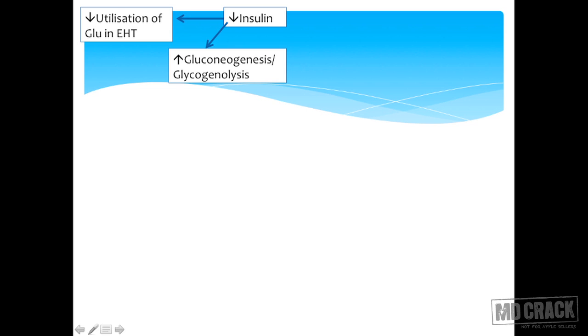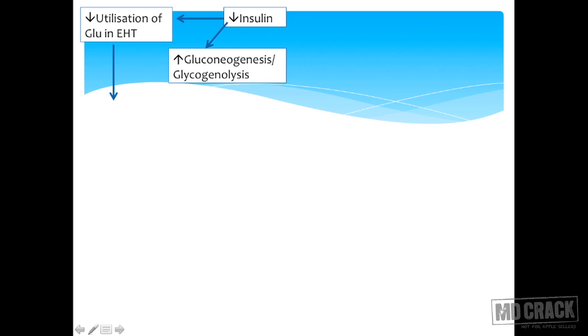Where is this happening? In the liver. In the liver, it causes gluconeogenesis. It also increases the glycogenolysis. So whatever glucose has been stored is going to be broken down, glycogenolysis, and plus whatever amino acid, whatever substrates are there, lactate, alanine, everything are going to be used in the synthesis of new glucose. This is the effect of decreased insulin.